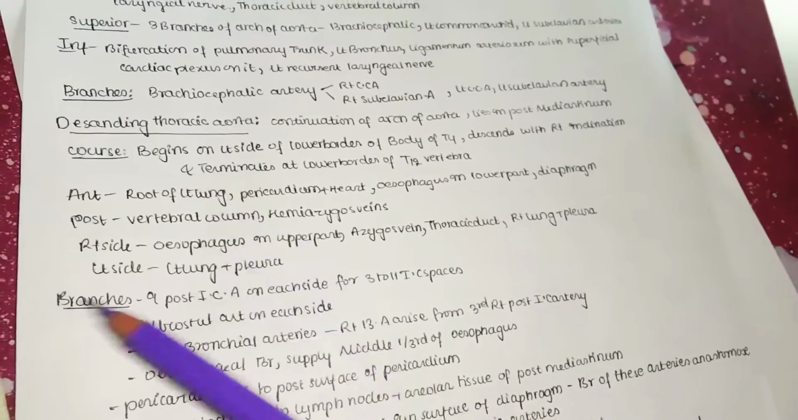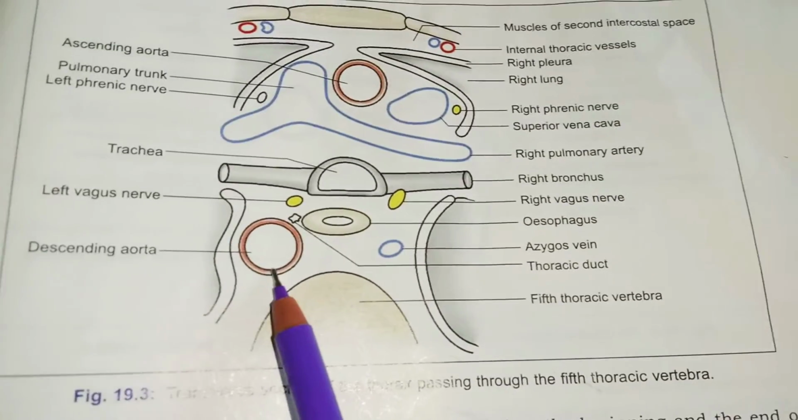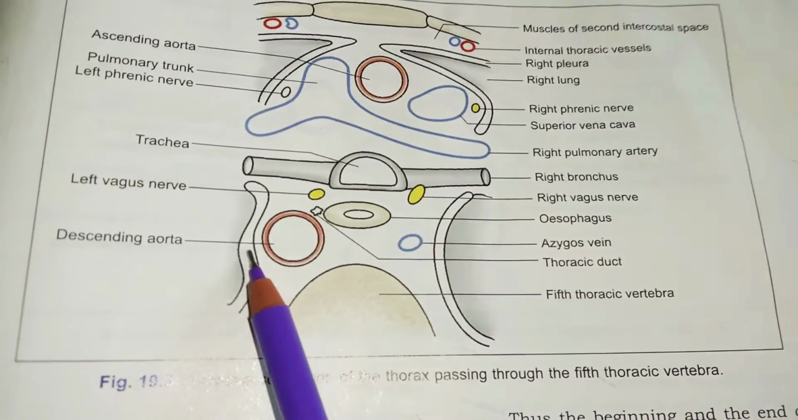So what are the structures which are related to it? Let us find out. You can see here, this is the diagram of the descending aorta. Anteriorly we will have the root of the lung.